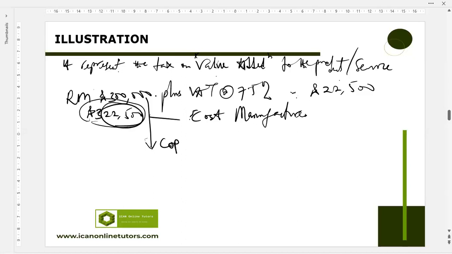Why? Because this 22,500 is a tax credit. It is an input VAT. So you set it aside. You don't add it to the cost of production, except if what you acquire is a capital expenditure, maybe a motor vehicle or any other related expenditure of a capital item. So that was my first question.